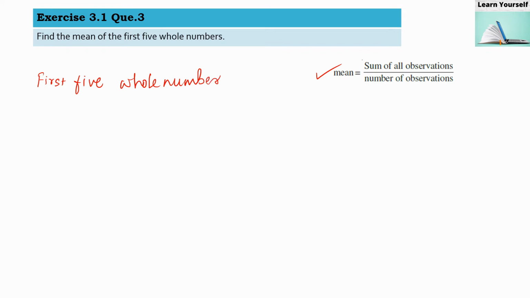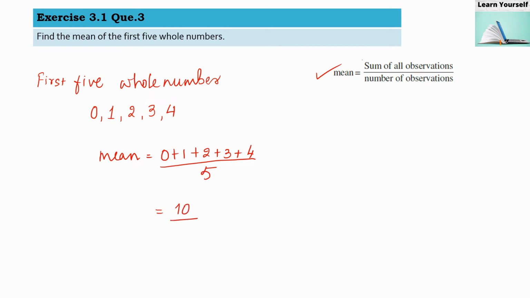First 5 whole numbers are 0, 1, 2, 3 and 4. These are the first 5 whole numbers. Now we have to add them. So mean equals 0 plus 1 plus 2 plus 3 plus 4 divided by 5, as 5 observations are there. So it will give us 10 divided by 5. So mean is going to be 2.